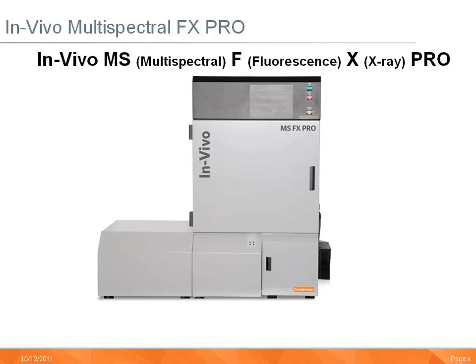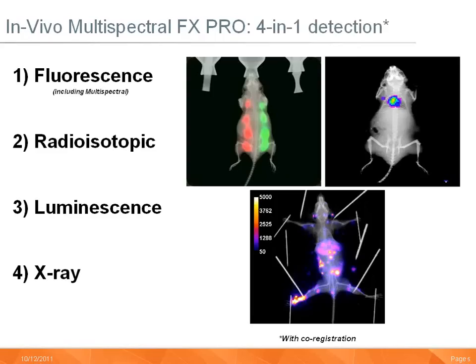First, the In-Vivo Multispectral FX PRO nomenclature. MS stands for multispectral, which refers to the advanced multispectral fluorescence imaging capability of the system. F stands for fluorescence, X for X-ray, and PRO refers to the system automation.